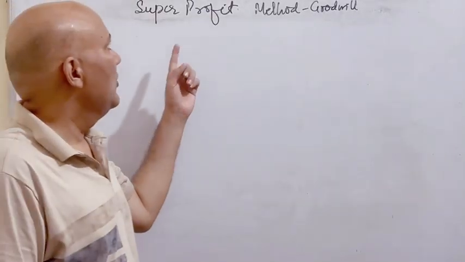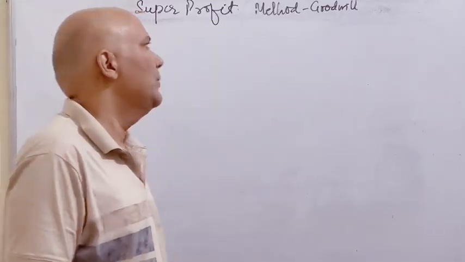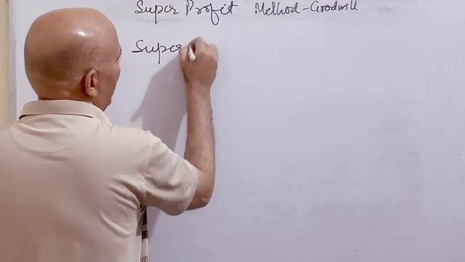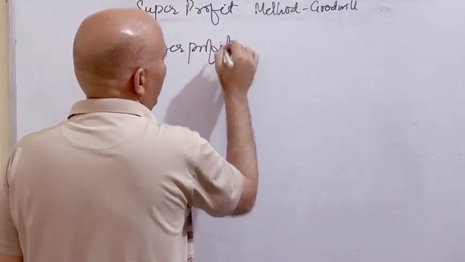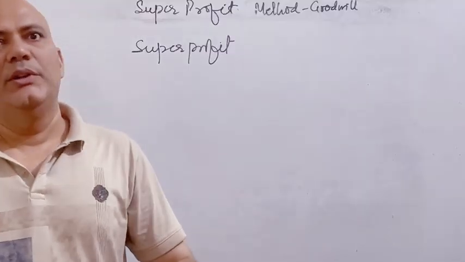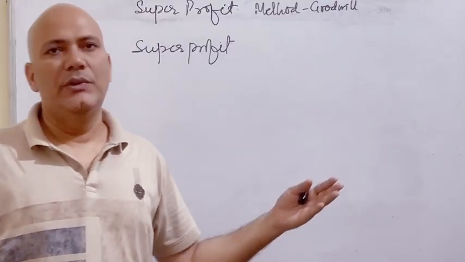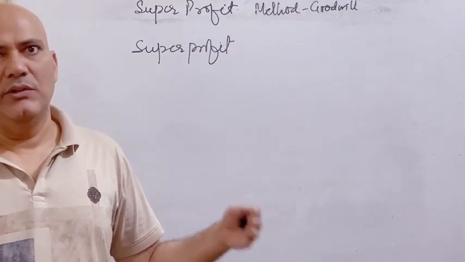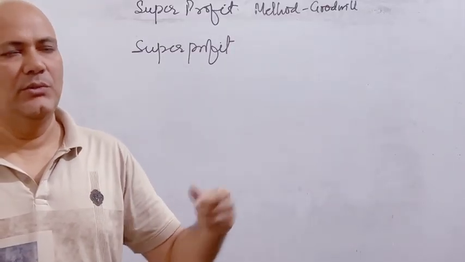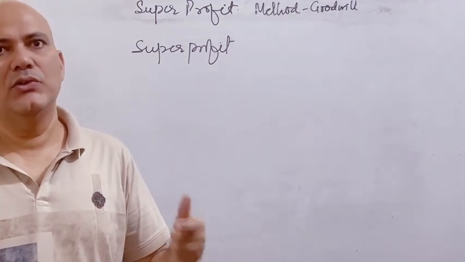Hello, today we are going to calculate goodwill under the super profit method. Now, what is super profit? Super profit is nothing but any profit earned by the firm more compared to its peers. If there are a number of firms working in the industry and one firm is earning more profit compared to the other firms on the same capital employed, that is called super profit.